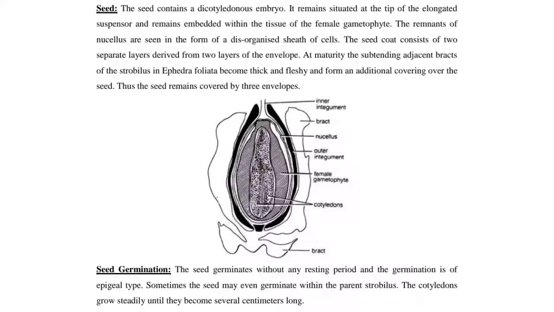Seed germination. The seed germinates without any resting period and the germination is of epigeal type. Sometimes the seed may even germinate within the parent strobilus. The cotyledons grow steadily until they become several centimeters long.